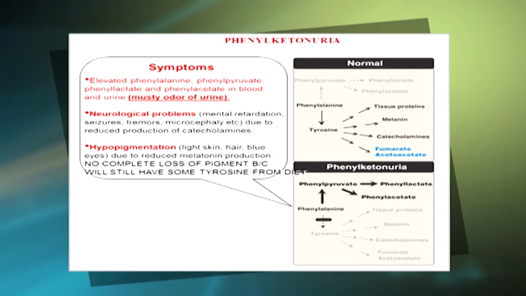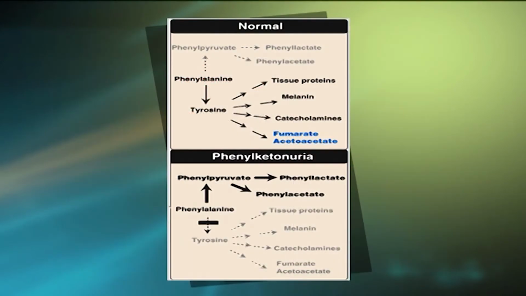Towards the left of the figure, you can see various symptoms associated with phenylketonuria. The upper part shows the case in a normal person wherein phenylalanine is converted into tyrosine, which further converts into tissue proteins, melanin, etc. And in the lower portion, phenylalanine is not converted into tyrosine, instead it gets converted into phenylpyruvate and further into phenyl acetate as well as phenyl lactate, and this will lead to the phenylketonuria condition in the patients.